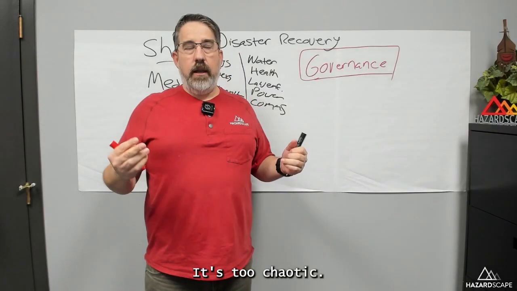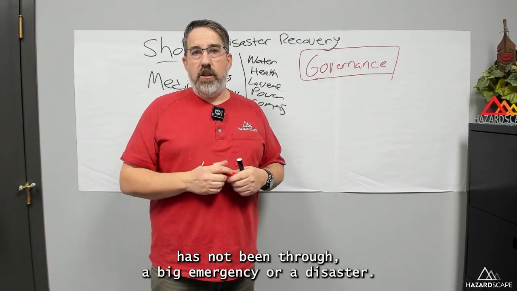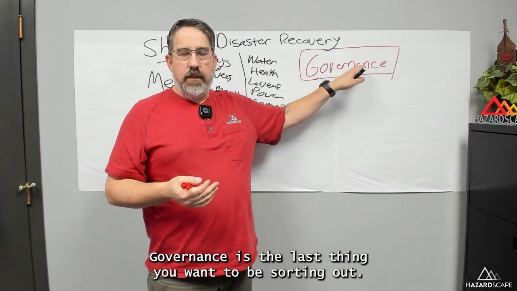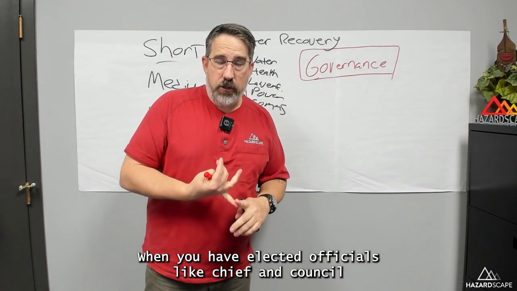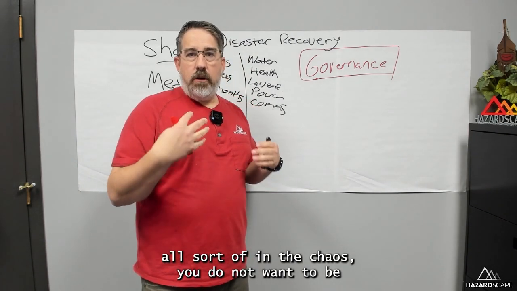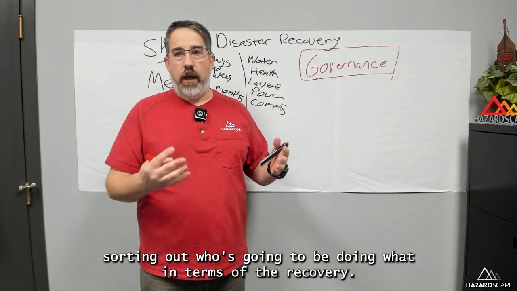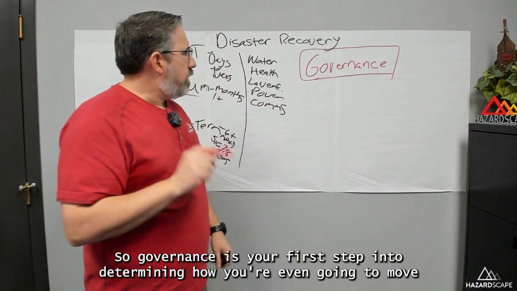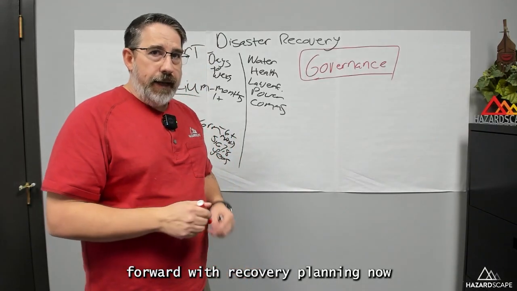It's too chaotic. There's too much emotion. There's too much stress. Again, especially if your community has not been through a big emergency or a disaster, governance is the last thing you want to be sorting out when you have elected officials like chief and council and other managers and directors all sort of in the chaos. You do not want to be sorting out who's going to be doing what in terms of the recovery. So governance is your first step into determining how you're even going to move forward with recovery planning.